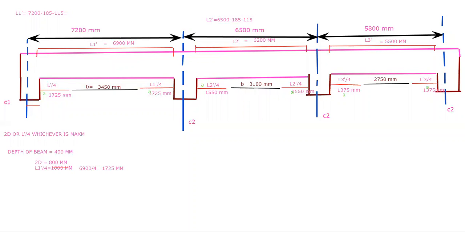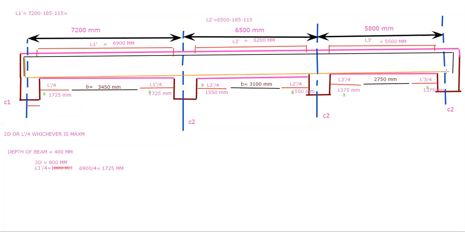Now let me draw the top bar. So this is the top bar. Suppose this I'm drawing, the top bar. Okay. And now the bottom bar I am drawing. These are all the bottom bar.